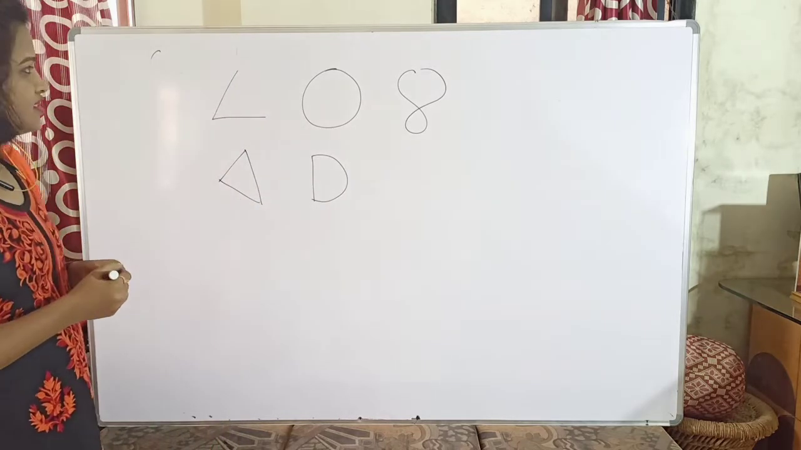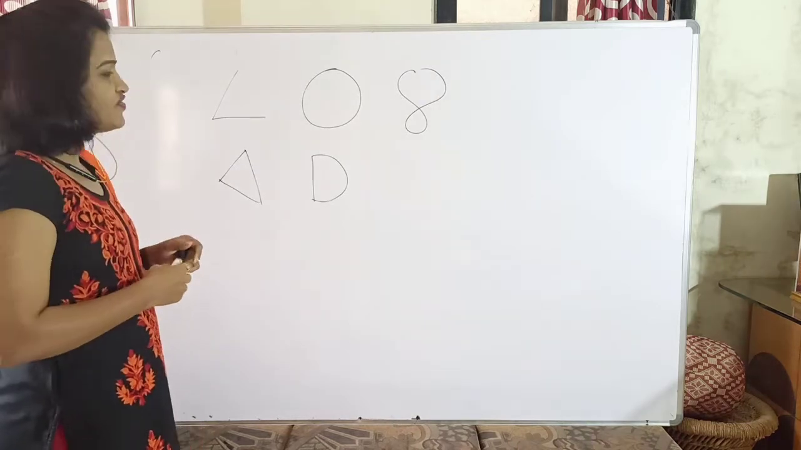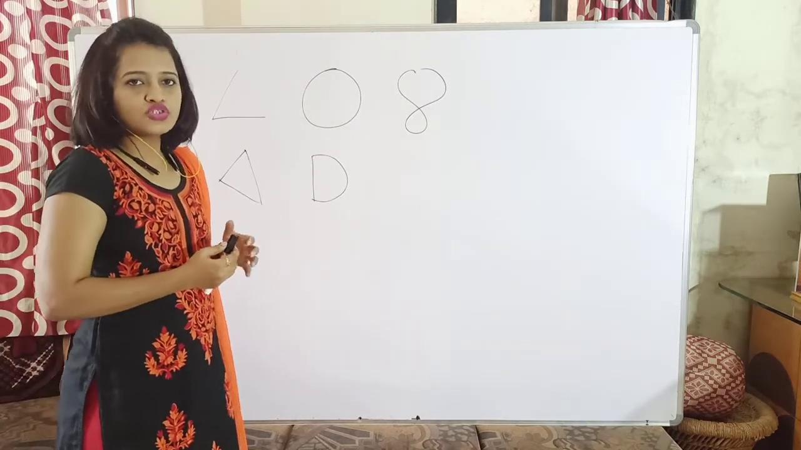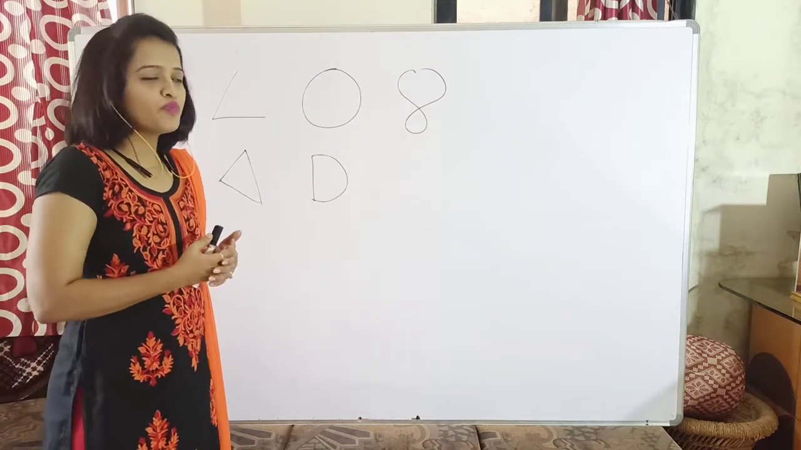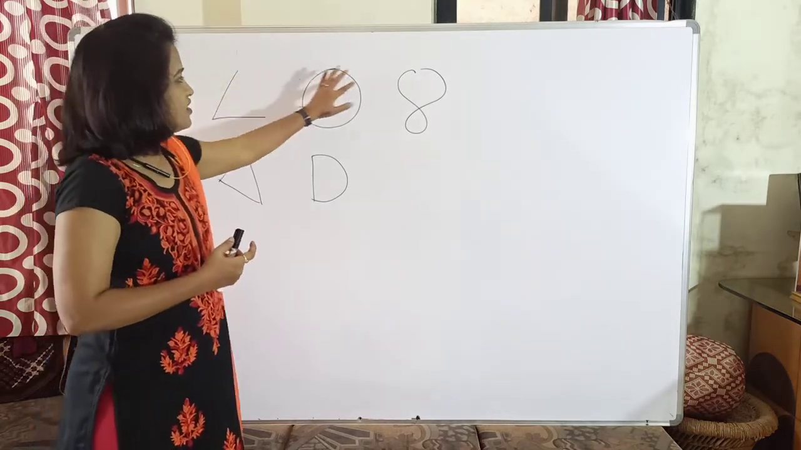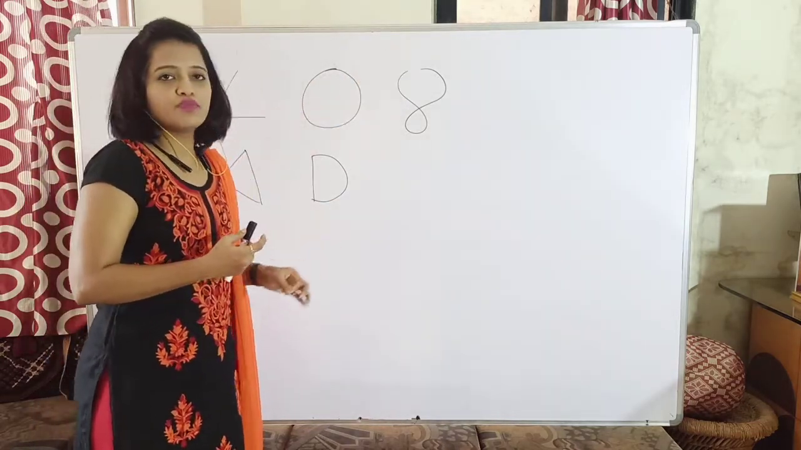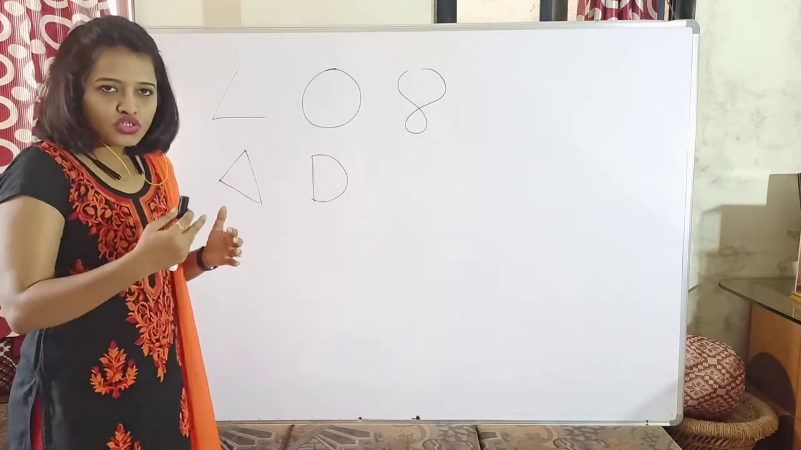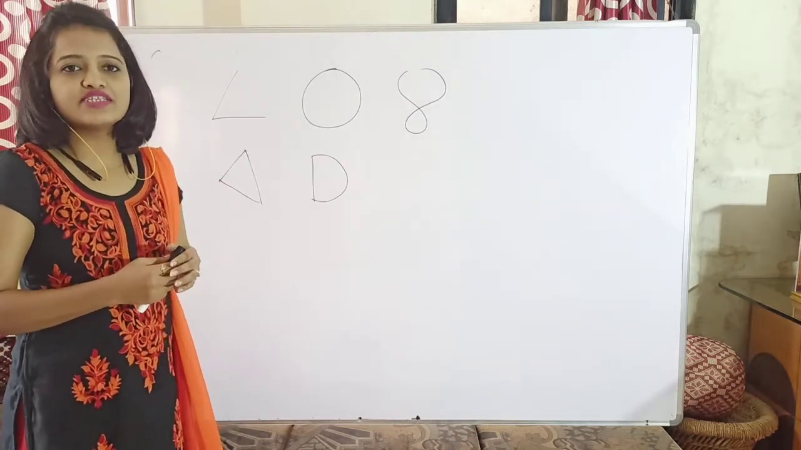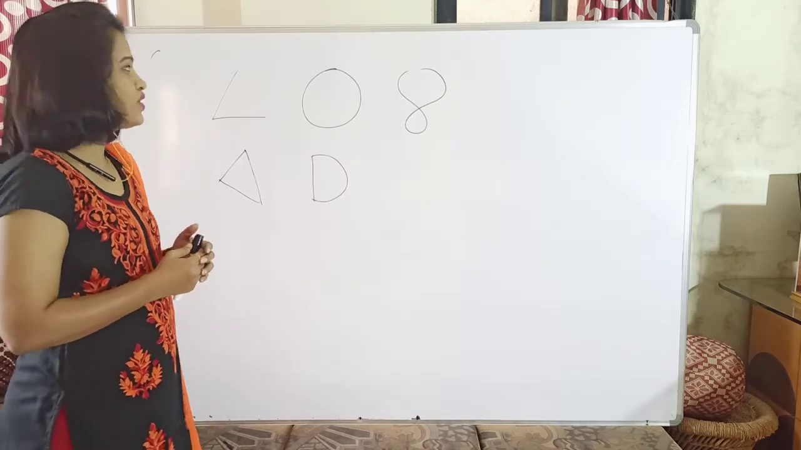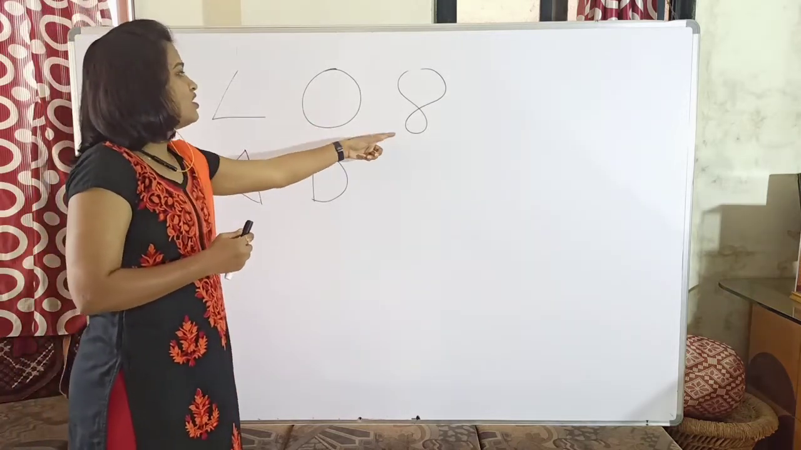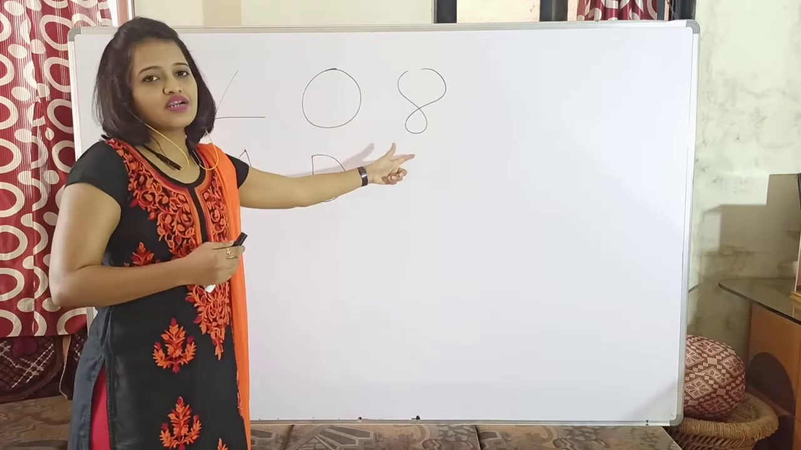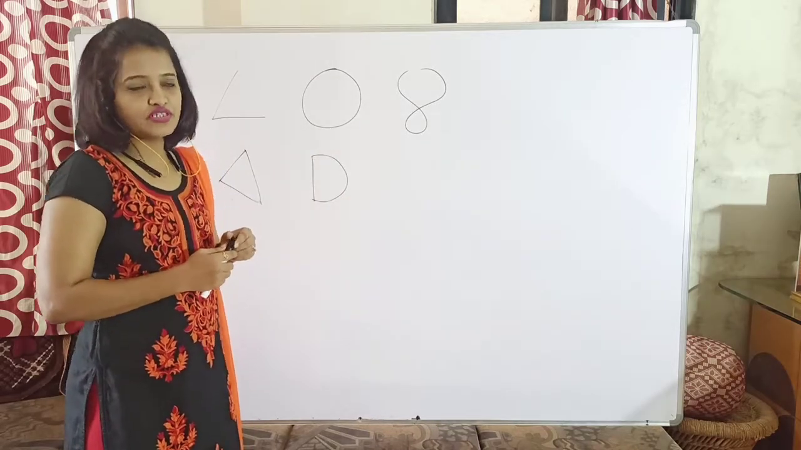As you can see here, certain figures are closed ones and certain figures are open ones. For example, this figure, whereas this one I have kept open. So the figures which are closed, or which are enclosed inside a boundary, are called closed figures, whereas the figures which are not closed are called open figures.